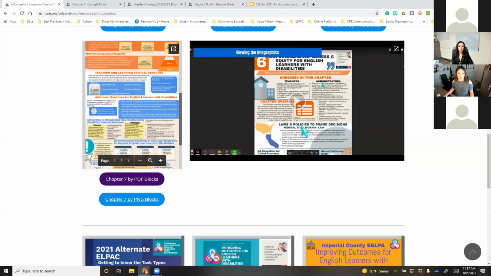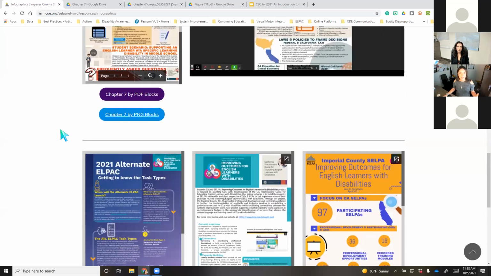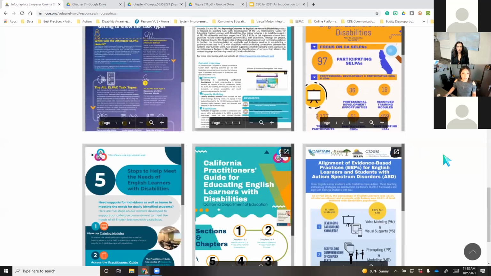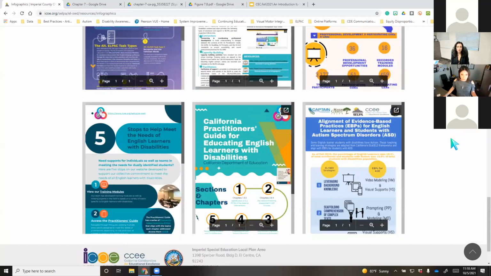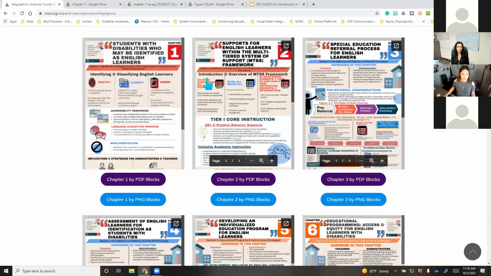Again, these are some of the infographics developed related to the chapter, but then as you scroll below on the page, you'll also see one of our newest infographics, which is the 2021 alternate LPAC, getting to know the task types specific to the alternate LPAC, our one pager, our statewide impact, 5 stops to help meet the needs of English learners with disabilities, and our collaboration with Captain and Marin County on the alignment of evidence-based practices for English learners and students with autism spectrum disorders. Again, all of these are downloadable, accessible with live links to take you to different website supports and resources that support the content included in these infographics.